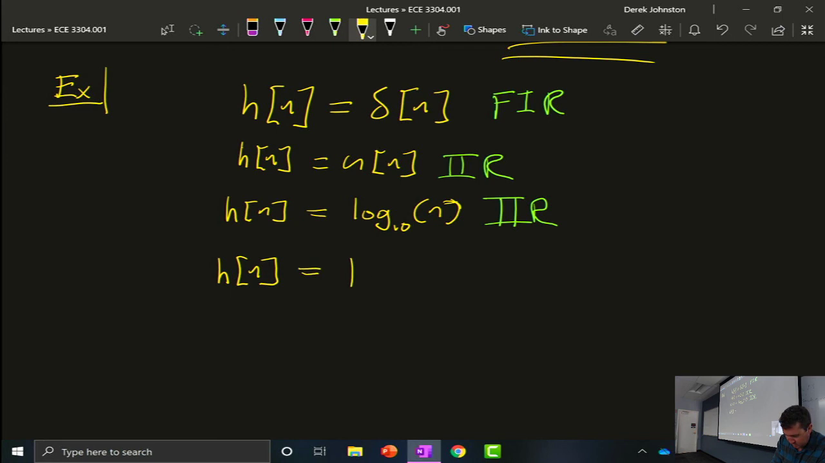What about H of n equals the absolute value of alpha to the n? Is it FIR or IIR? FIR. Always? Someone's typing it. Two people are typing it. Ooh, controversy. FIR. IIR. Depends on the value of alpha. How does it depend on the value of alpha?